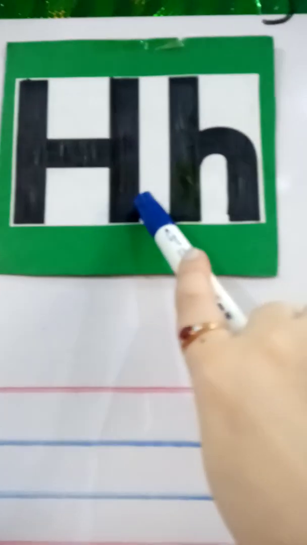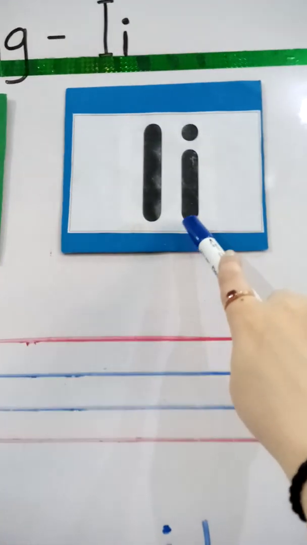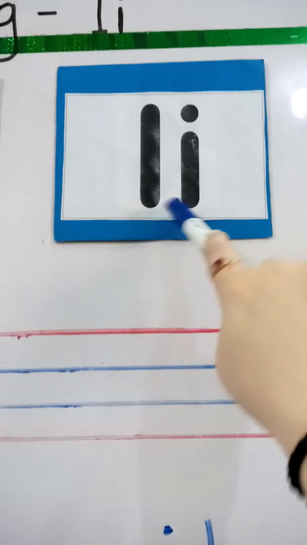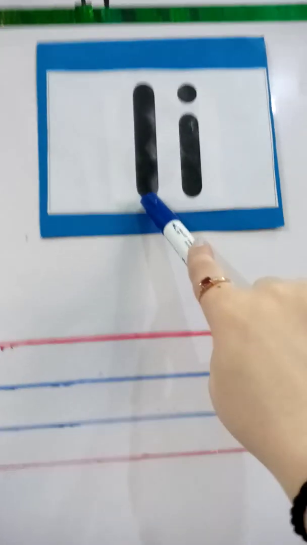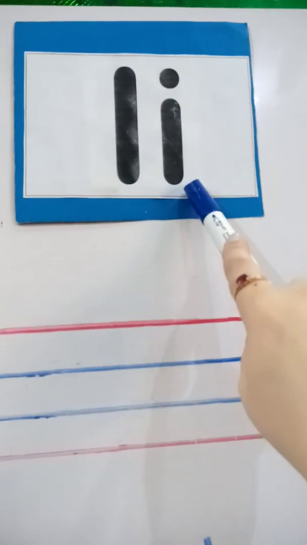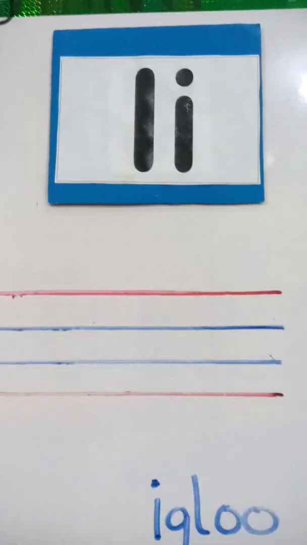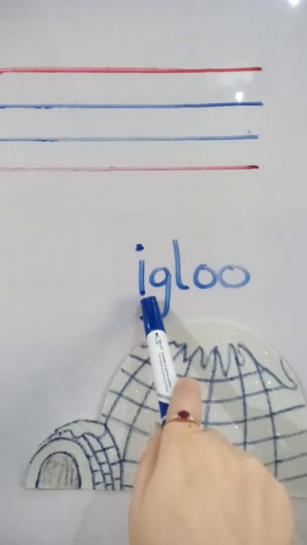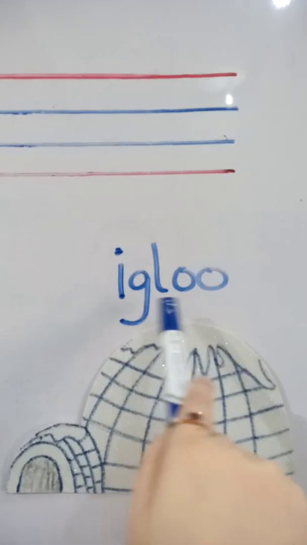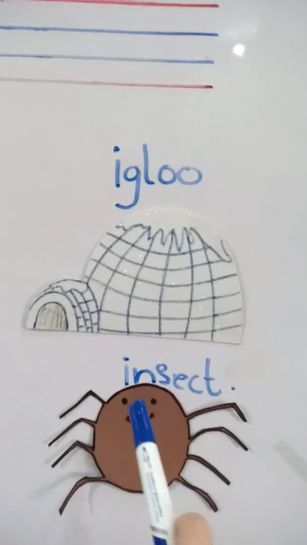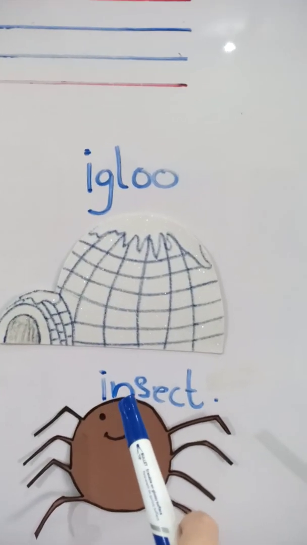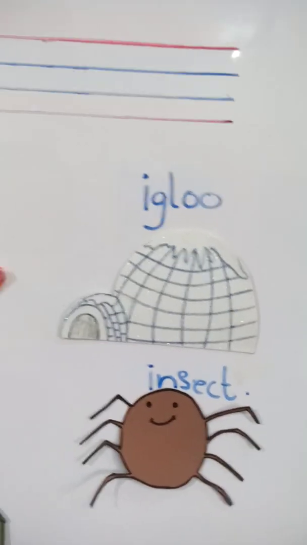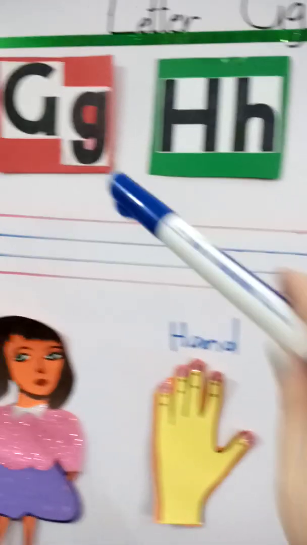Now what comes after letter H? After H it comes letter I. I says E. That is the capital I and that is the small i. And the sound of letter I is E. I for igloo. The sound of I is E. Igloo. And I for insect. Insect. Okay. So that was the vocabulary for each and every alphabet.